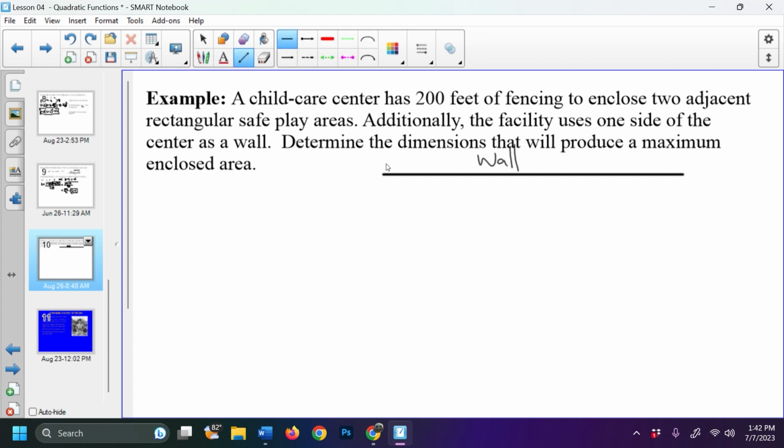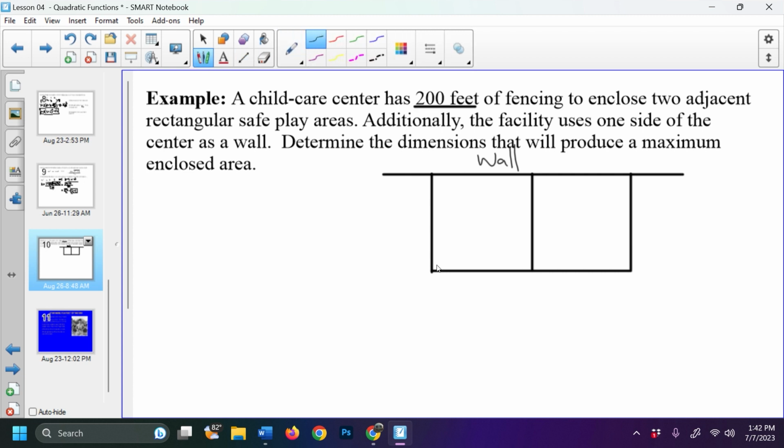And then what they are going to do is draw a rectangular playpen that is split into 2. And we have 200 feet of fencing to do this, and so we want to maximize the area inside these two boxes. So here's what I'm going to do. I'm going to call this X, I'm going to call this Y, and we want adjacent rectangular safe play areas, and we want the maximum area inside these two adjacent safe play areas.